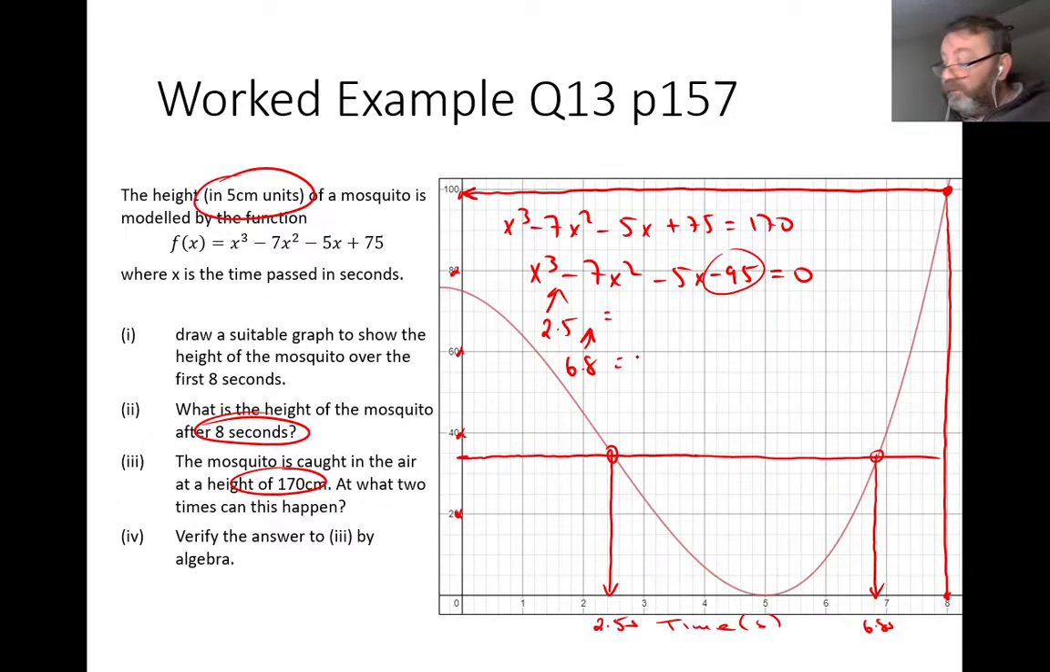So let's just see what we get if I have 2.5 cubed minus 7 times 2.5 squared minus 5 times 2.5 minus 95. Now the answer there comes out at exactly what we were looking for. It comes out at 0, very, very close to 0. And I bet you the same thing will happen with 6.8. So to verify your answer to 3 by algebra, you simply take these values and you feed them into this particular equation and make sure that the answers you get are very, very close to 0.